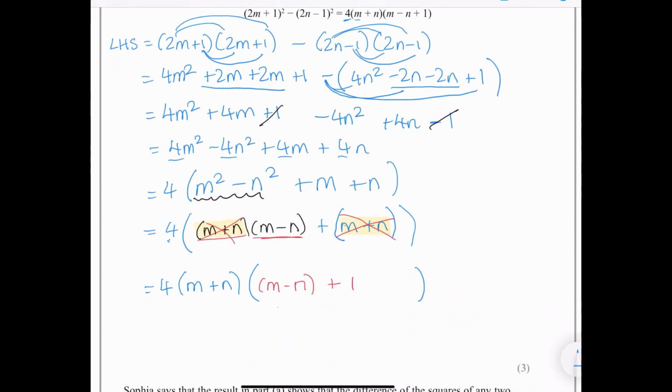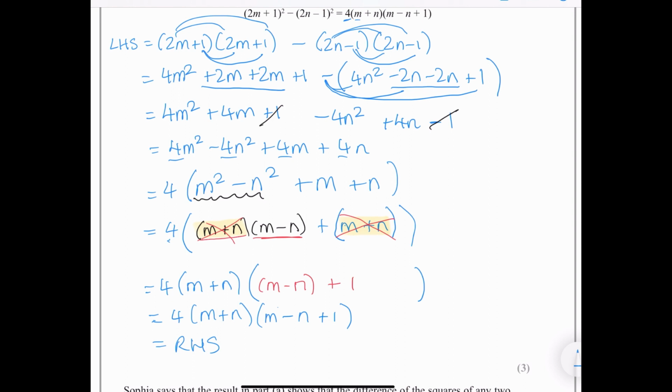So let's tidy it all up. That gives me 4 times (m plus n), and then what am I left with in the other bracket? m minus n plus 1. You can get rid of the brackets inside, and that equals the right-hand side as we wanted.